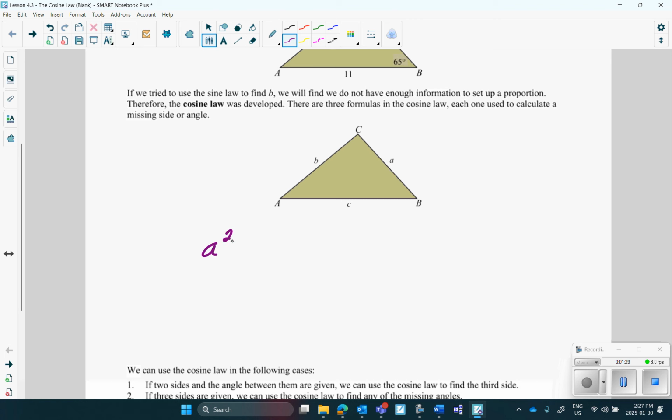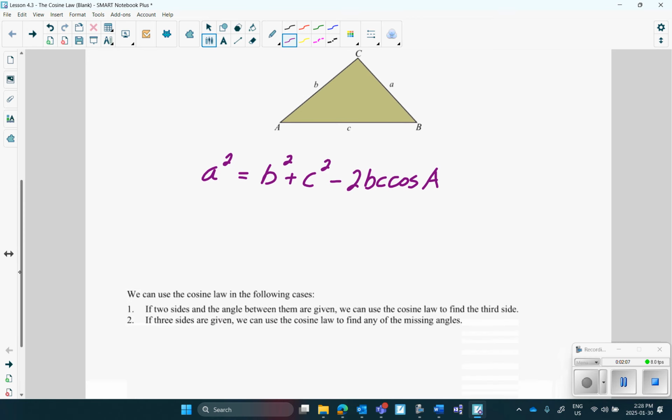Well, little a squared is going to be the other two sides squared, b and c, added together, minus 2 times those other two sides multiplied by each other, multiplied by the cos of the angle opposite the side by itself here, so capital A. You can see it's kind of a combination of trig and Pythagoras. You can see some Pythagoras.